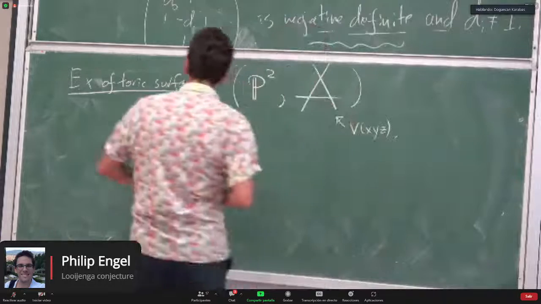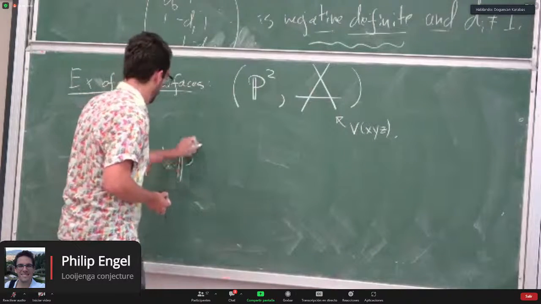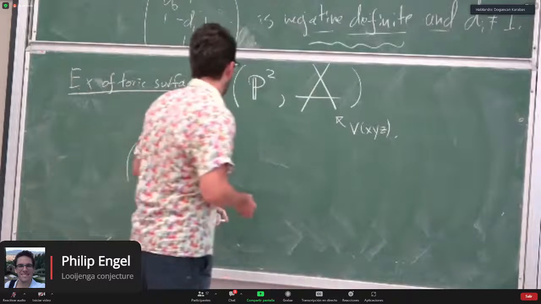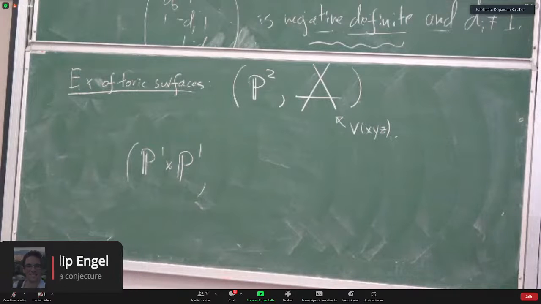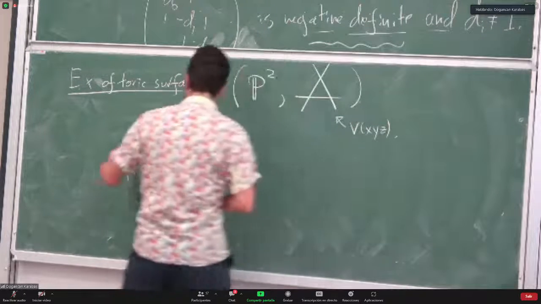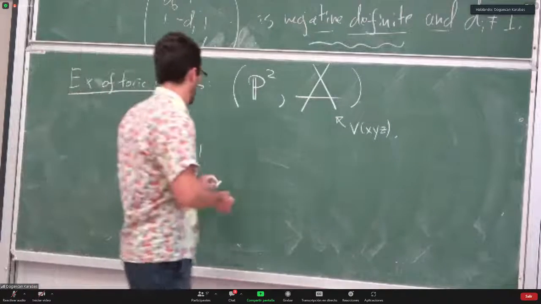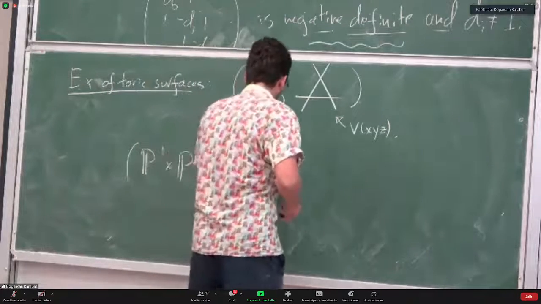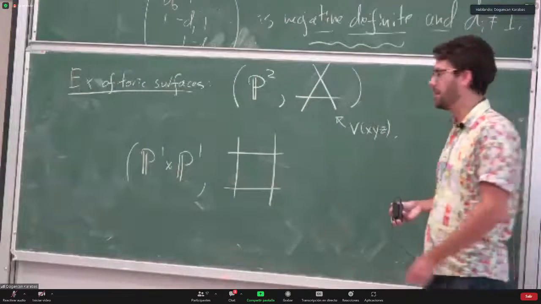Another might be P1 cross P1. And then we consider the anti-canonical, so the toric boundary of P1 cross P1. This is the locus where the C star squared action has a lower dimensional orbit, the locus where one of the 2 coordinates is 0 or infinity. And so that gives a square.